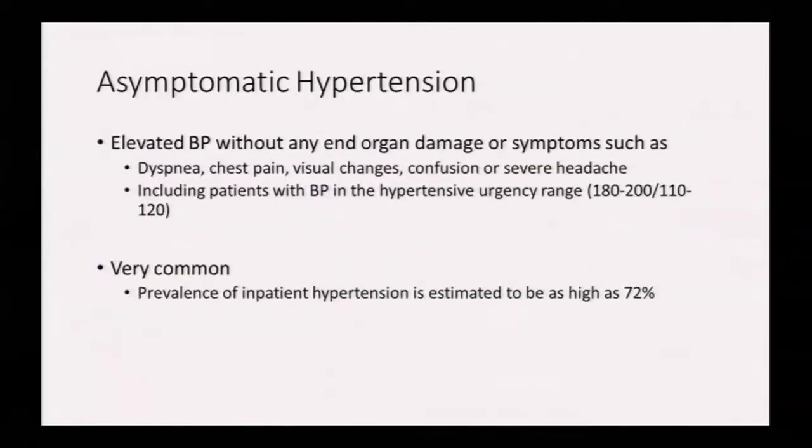So asymptomatic hypertension, just quick definition, is basically an elevated blood pressure without any end organ damage or symptoms, symptoms such as dyspnea, chest pain, visual changes, confusion or encephalopathy, severe headaches. Those also include patients that fall in the hypertensive urgency range that do not have any symptoms, and they fall in the blood pressure of 180 to 200 over 110 to 120. Elevated blood pressure in the inpatient setting is very common for various reasons, and it's estimated to be as high as 72%.